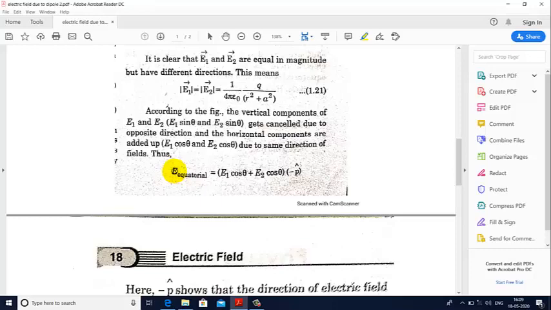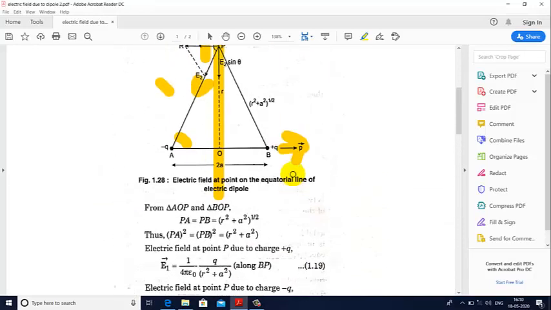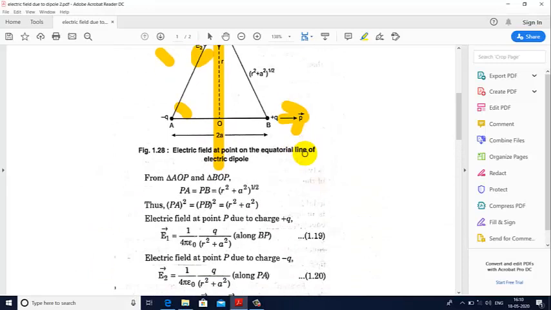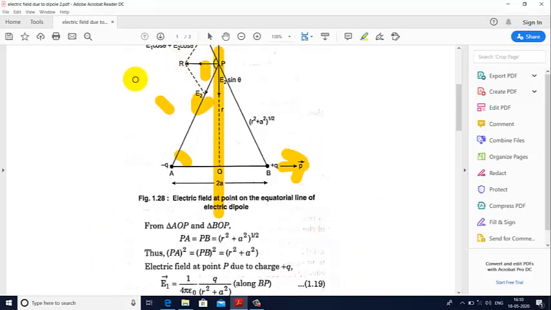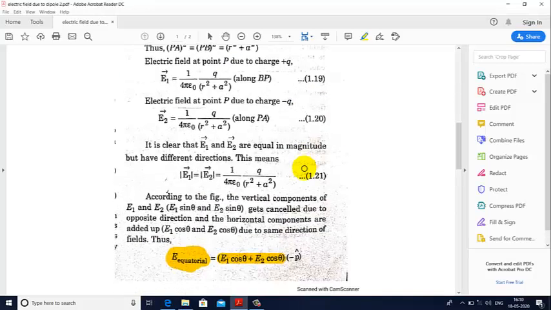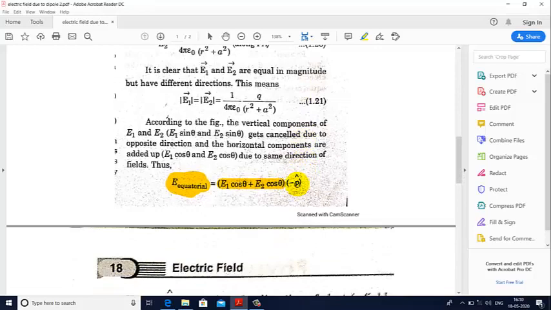So the total value of electric field due to an electric dipole at a point on equatorial line will be equal to E1 cos theta plus E2 cos theta. This is represented by E equatorial. Okay. The direction of this will be in minus P cap direction. So here P cap is this direction and the resultant electric field is in this direction, which is opposite to P. That's why we wrote here the direction as minus P cap.